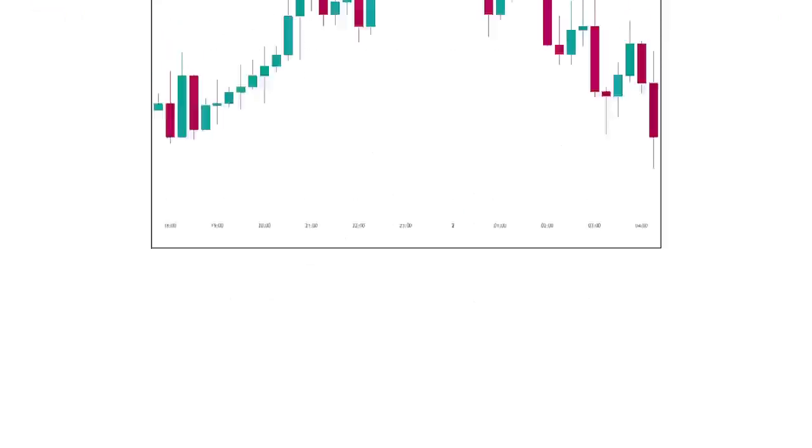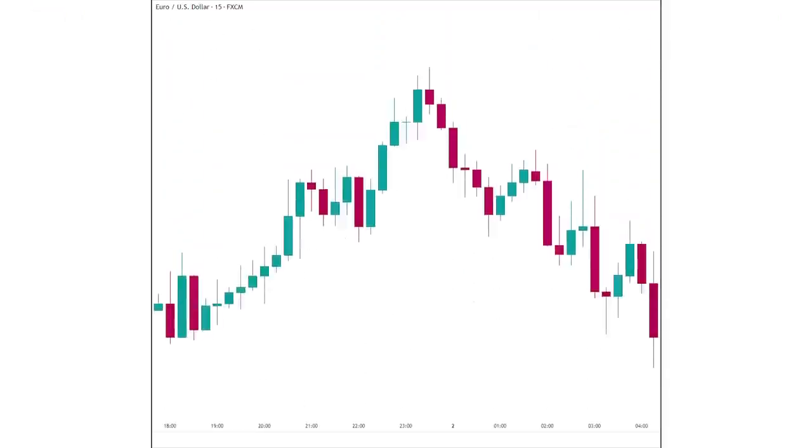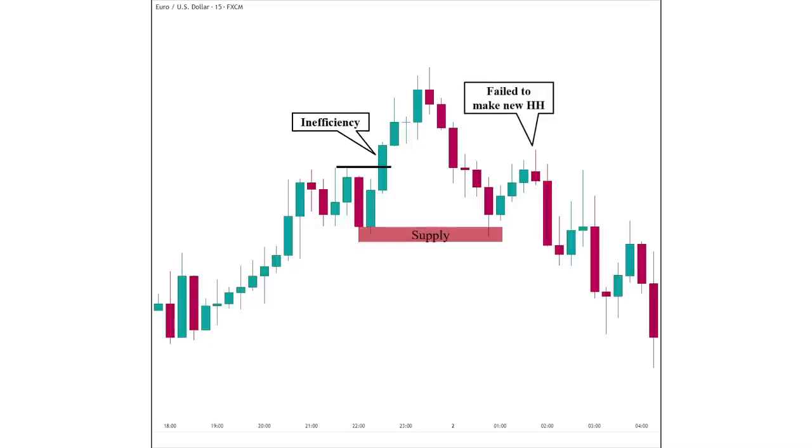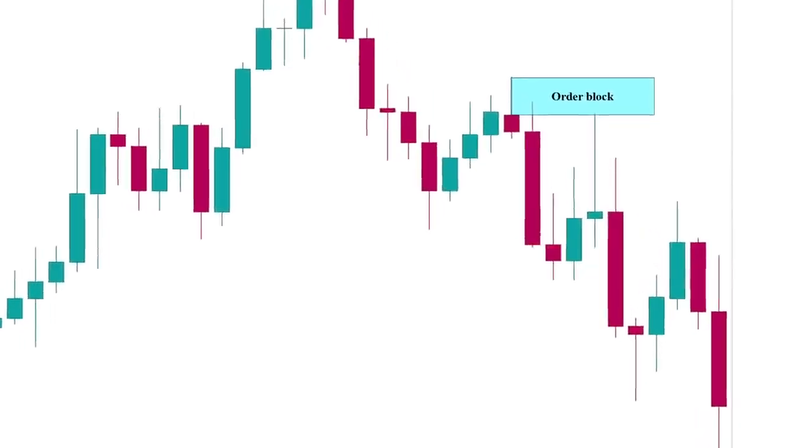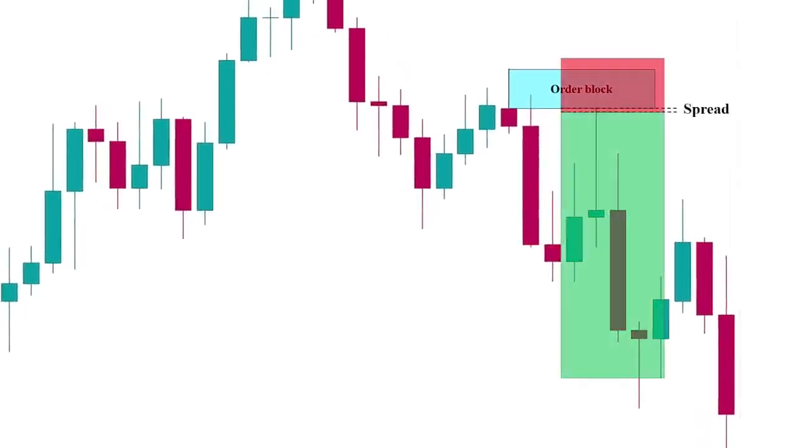Let's see a live chart example. Here price broke through the structure level with inefficiency, leaving behind an extreme supply level. After mitigating this supply zone, price failed to make a new higher high. It breaks through the supply level with inefficiency, making this candle a perfect order block and an opportunity to go short. So this is how we execute our trade. We place our order a spread size below the order block zone with our stop loss a couple of pips above, and we will target the next demand zone in the higher time frame.